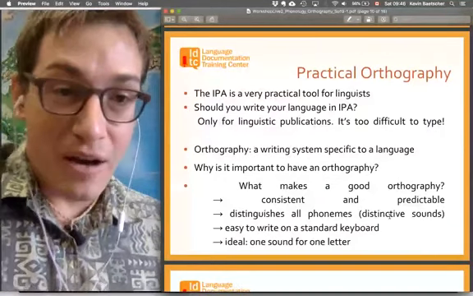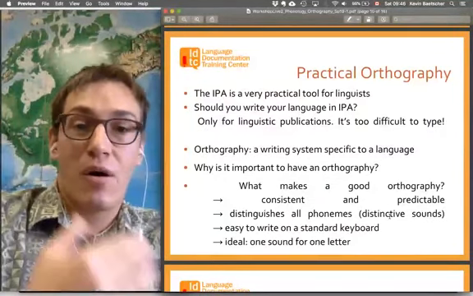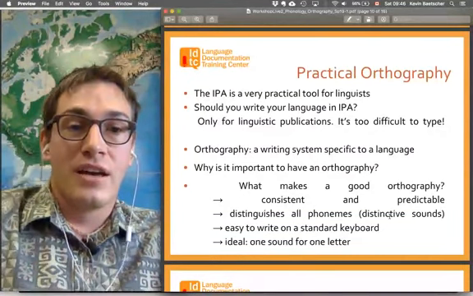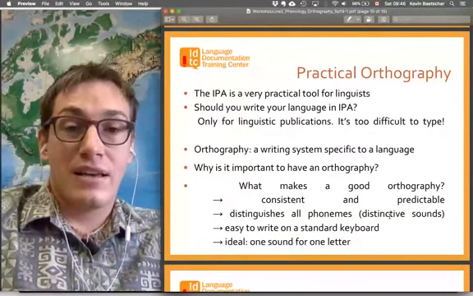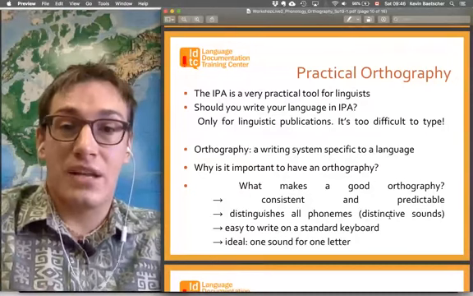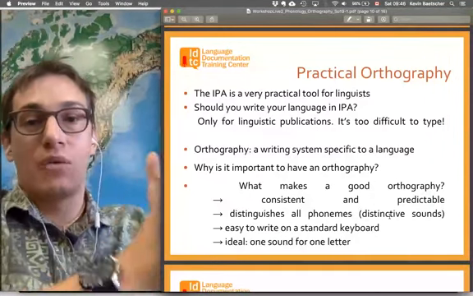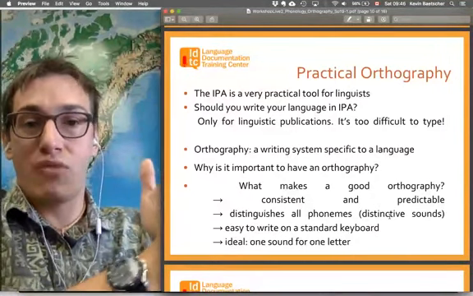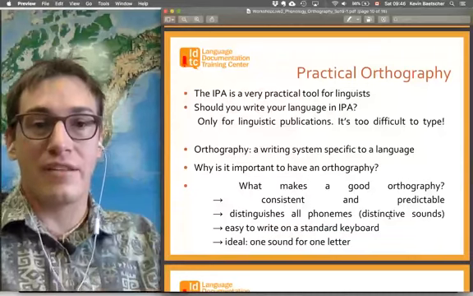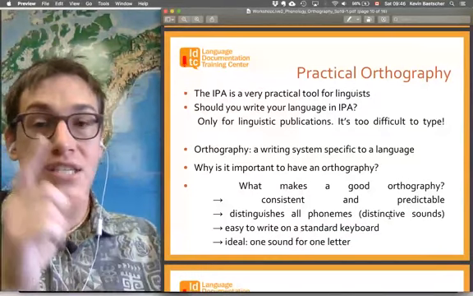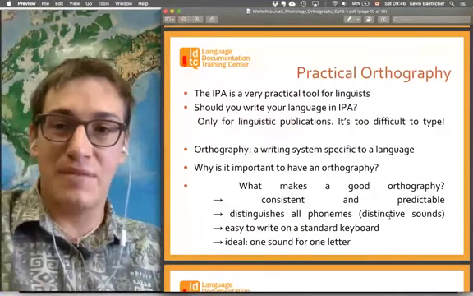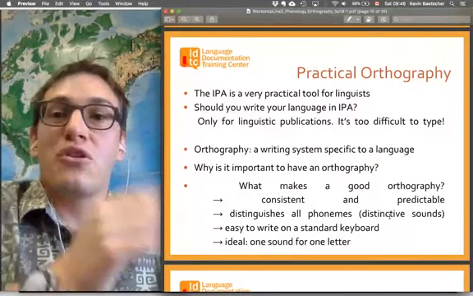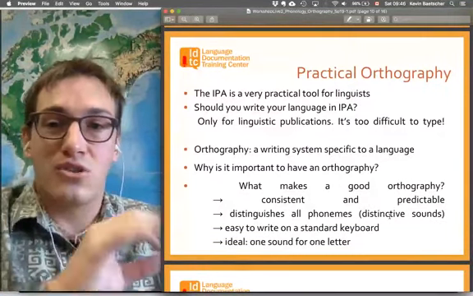Okay, so if you think about what makes an orthography good, it had better be consistent and predictable, so that if you want to represent a sound in writing, you do it the same way all the time. And then if you see a letter, you know how it's going to be pronounced. You don't need to know the word already to know how it's pronounced.